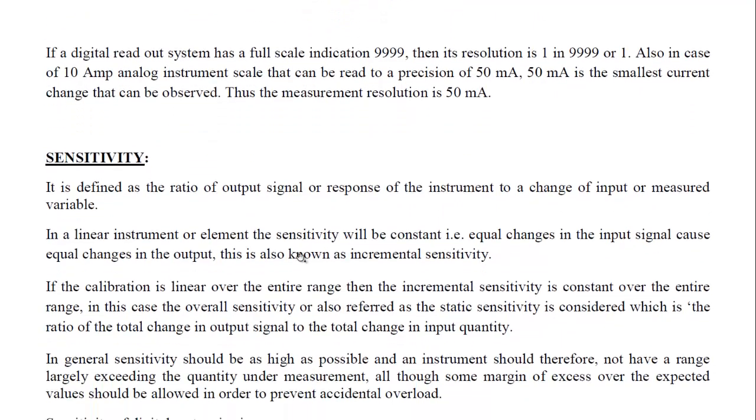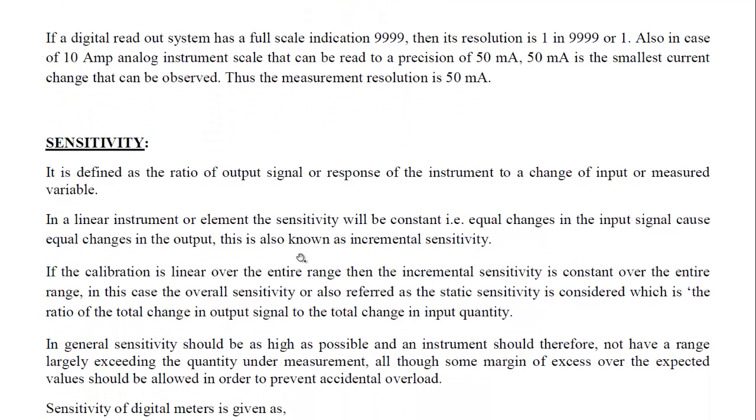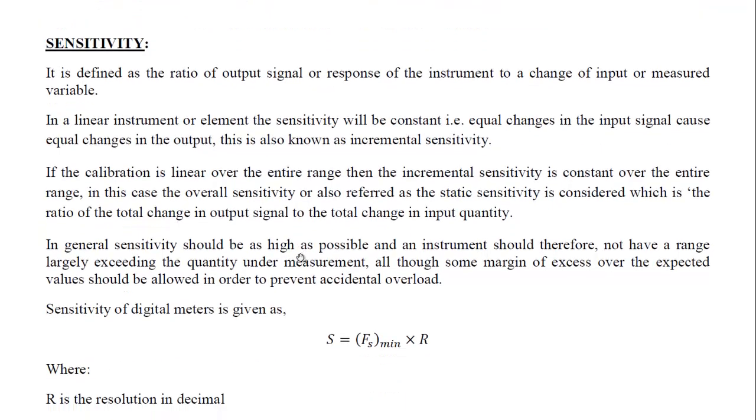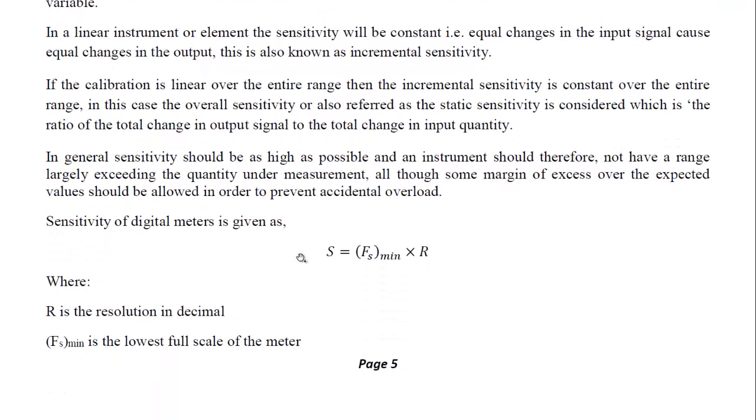Now coming to sensitivity, it is defined as the ratio of output signal or response of the instrument to a change of input or measured variable. So sensitivity, resolution, precision, accuracy, these are all important parameters in measurement instrumentation. And the formula for sensitivity is given as sensitivity is equal to Fs minimum into R, where R is the resolution in decimals and Fs minimum is the lowest full scale of the meter.